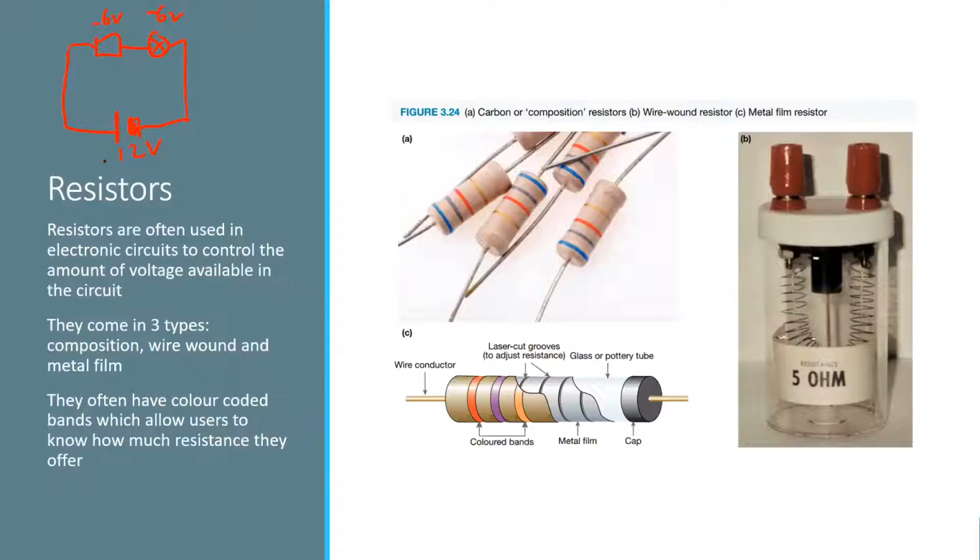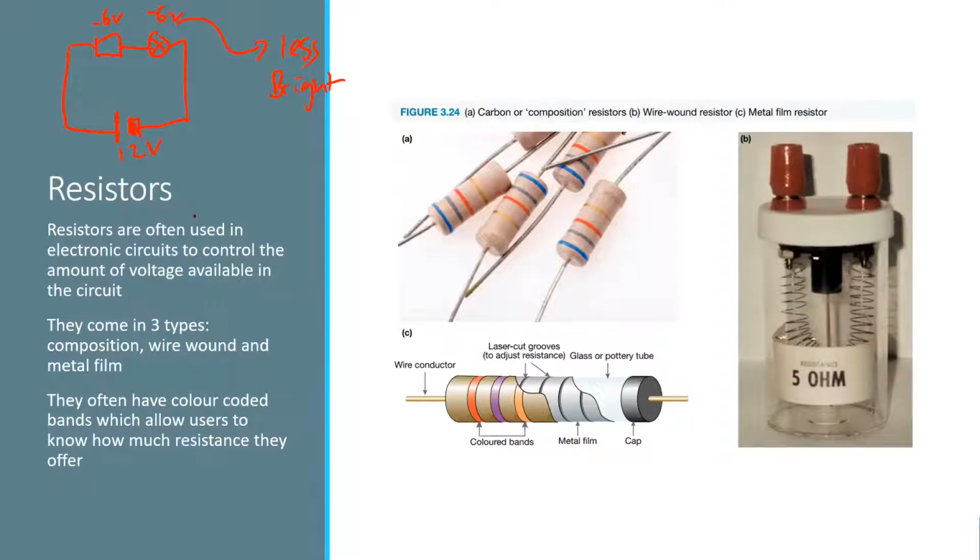Sorry, it's in red. It's actually really hard to read that. Sorry about that. But the idea is that as you add a resistor, this is going to get less voltage, which means if it's less voltage, it's less bright.